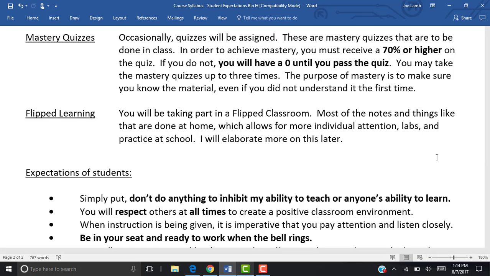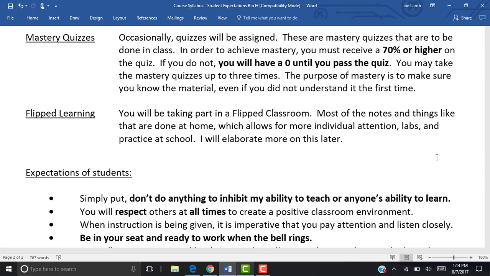They're done in class, and in order to achieve mastery, you must get a 70% or higher on it. I think that's fair. Usually they're 10 questions, so 7 out of 10 is achieving mastery. If you get a 7 out of 10 or higher, I'll give you 100%. The whole goal is to show that you have mastered the content. If you don't get a 70 or higher, you'll get a 0 until you pass it. So you will have multiple opportunities to retake those mastery quizzes.